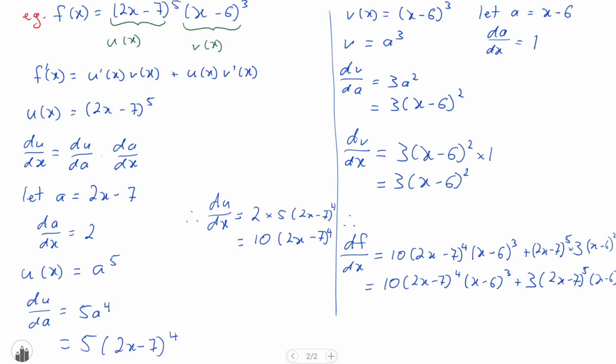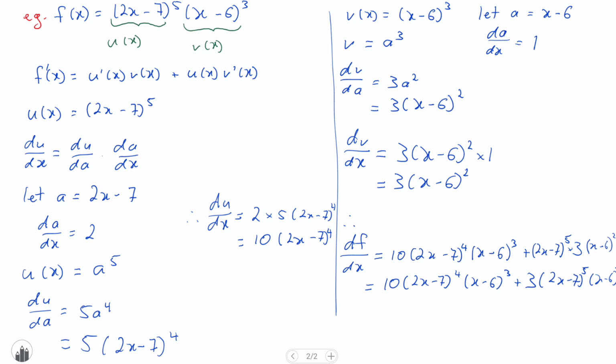And we're done. That's the derivative of the original function that I showed you earlier.